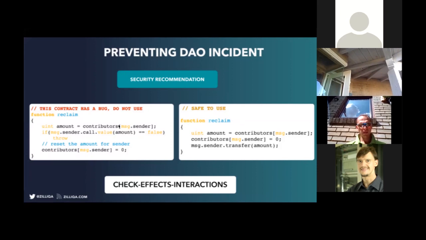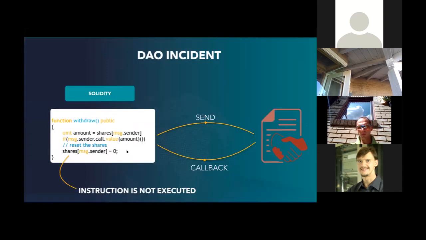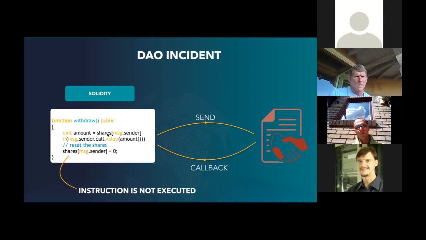If you look at this line of code, it checks the contributors entry with the index of message.sender, and then it calls message.sender.call.value. If this is false, it throws an error. Otherwise, it sets the amount that belongs to the sender in the contributors array to 0, because the person would have withdrawn the funds. So if the sender was a normal address, this code would have worked fine. There was not an issue.